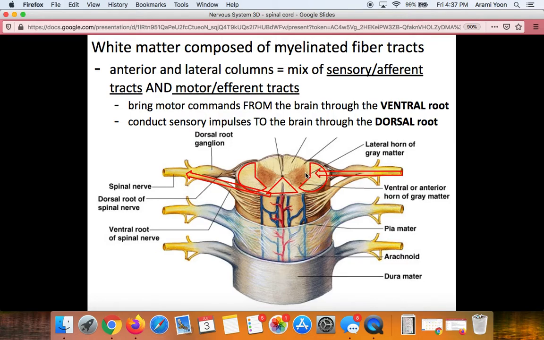And then they're going to go up to the brain through the lateral and ventral columns. And I made a mistake earlier when I was saying the ventral columns have only motor information. They may also transmit some sensory information, but to my understanding, they are primarily motor, versus the lateral, which are going to be motor and sensory.